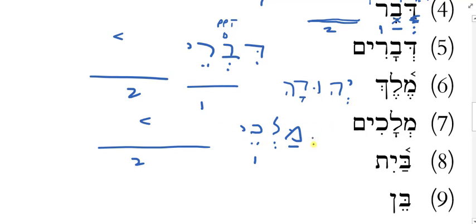We'll learn about this more in chapter 15. So how would I say the kings of Judah? Malke Yehudah. Not Malachim Yehudah. Malke Yehudah, the kings of Judah. The kings of Israel, Malkei Yisrael. All right, let's take a look at number 8, Bayit.